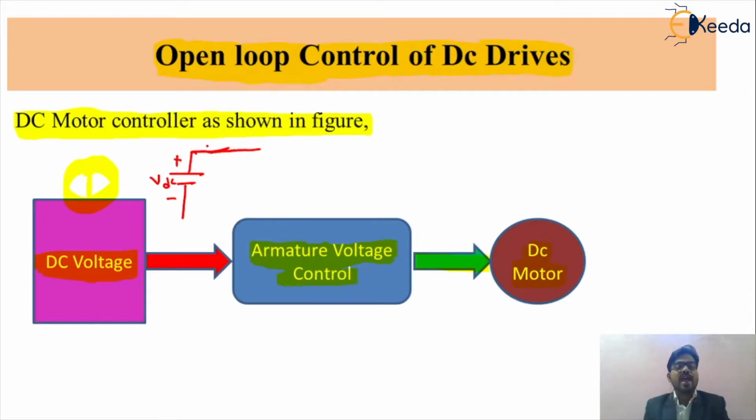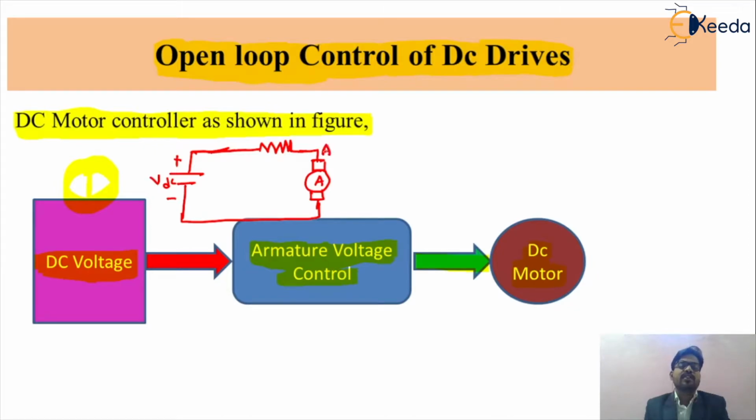So what will happen in armature voltage control? Friends, in armature voltage control we insert a resistance in the armature circuit of your DC motor. This will be the armature circuit of your DC motor. This is called the armature.